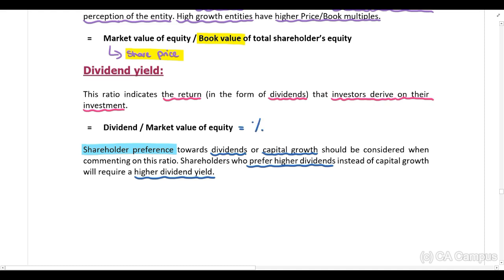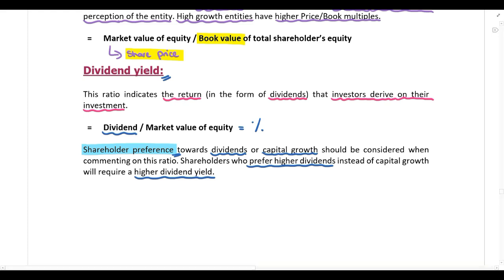If shareholders prefer dividends, they are going to want high dividends, meaning they are going to want a higher dividend yield. On the other hand, if shareholders are more interested in the capital growth in their share price, they won't be interested in a high dividend yield. They are more concerned that money is retained in the company for investment purposes so that the share price can grow, and one day when they sell their shares, they will make a gain on the sale of the shares. So whenever discussing this calculation, please consider shareholder preference.